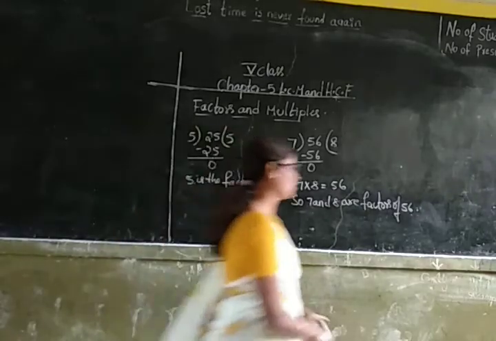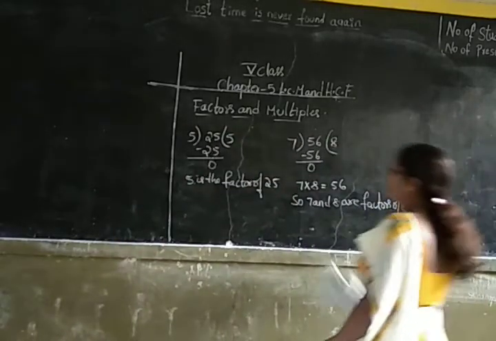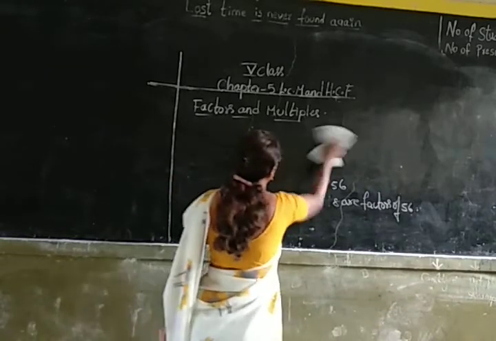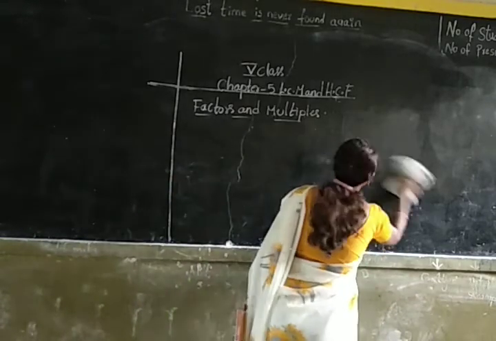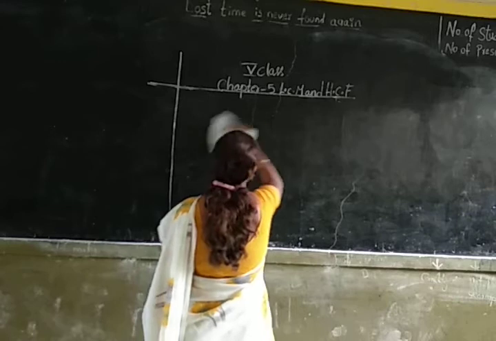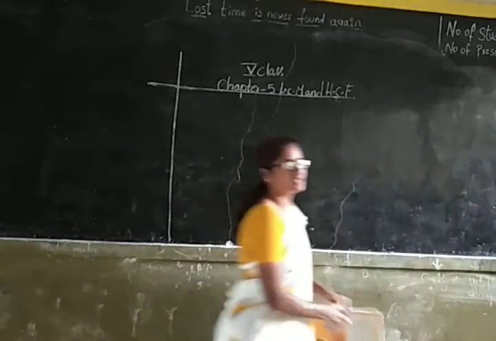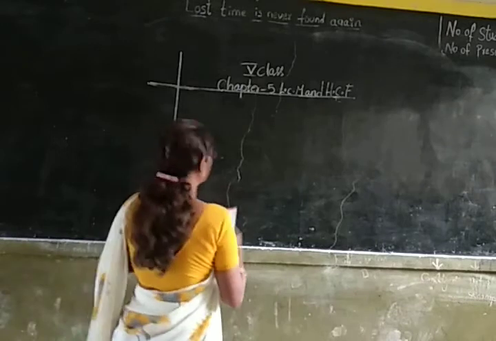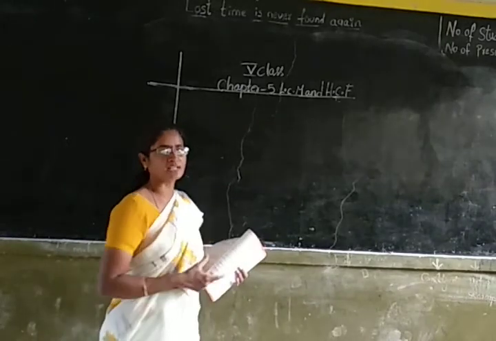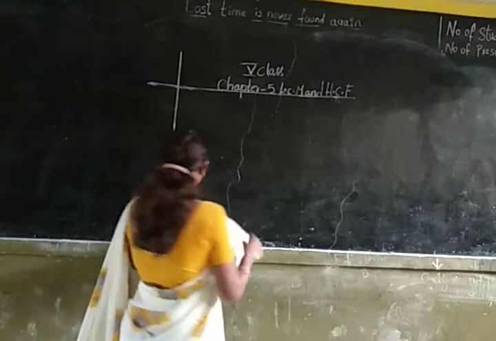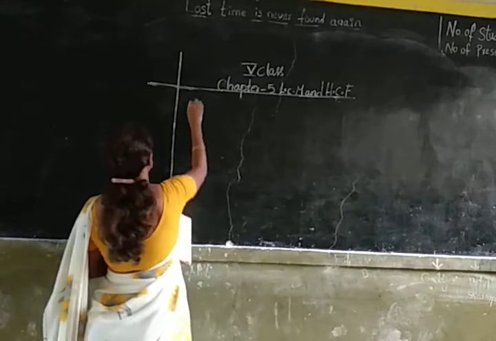Now let us learn about multiples. Okay, children. So, if a number completely divides another number, then the number is called the factor of that number. Which means if you get a zero remainder, then it is called a factor. Now let us learn about multiples.